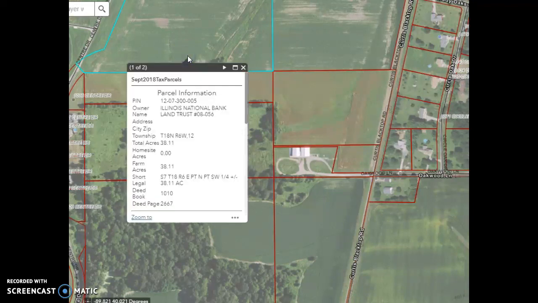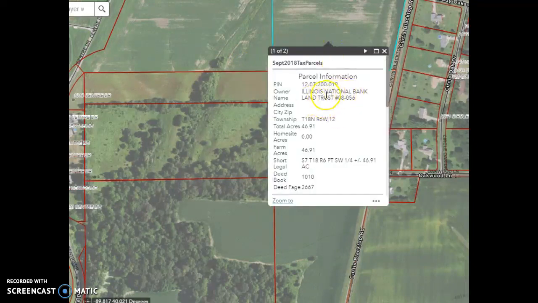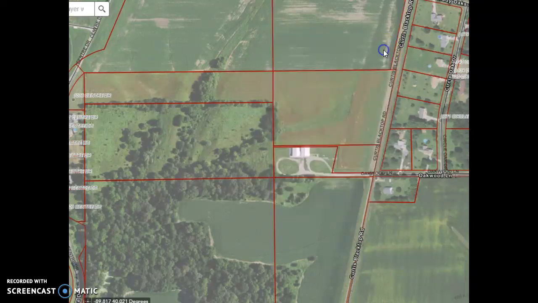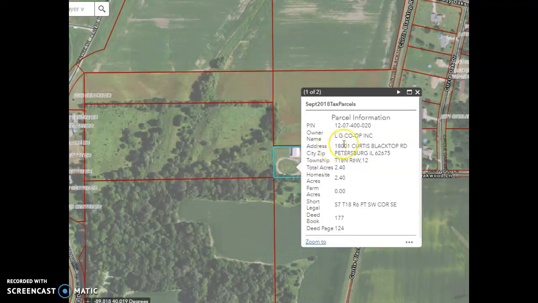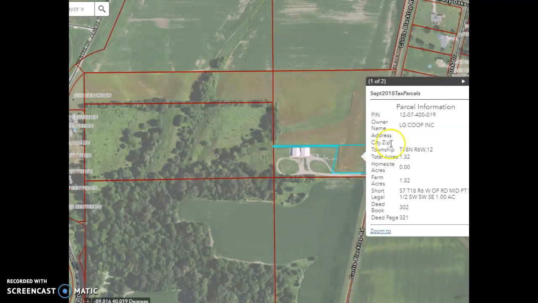This side up here is in Illinois National Bank Land Trust, meaning whoever owns it, the bank has a note, so they owe the bank the money for the property. They're paying a mortgage. This piece as well, whoever owns it, they're paying a mortgage to the bank. Down here, this is a co-op, LG Co-op. So it's a company that works with the farmers in the community. The co-op also owns this little piece of ground here.